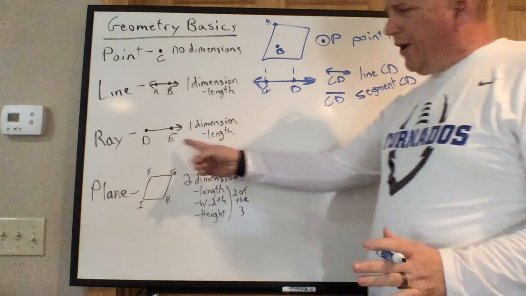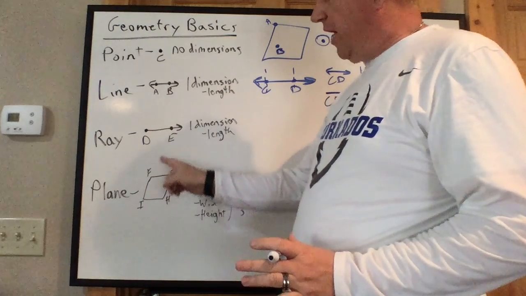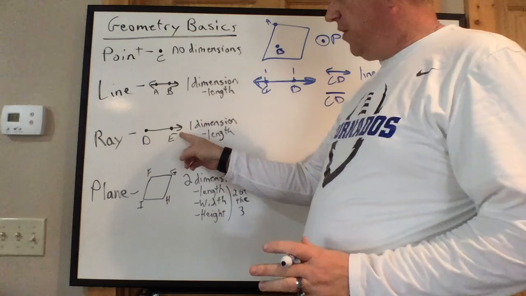Okay. Our third one we'll talk about is a ray. Now you'll notice that the ray looks a little bit different than a line. Okay. You'll notice it only has one arrowhead. Okay. It has one dimension.